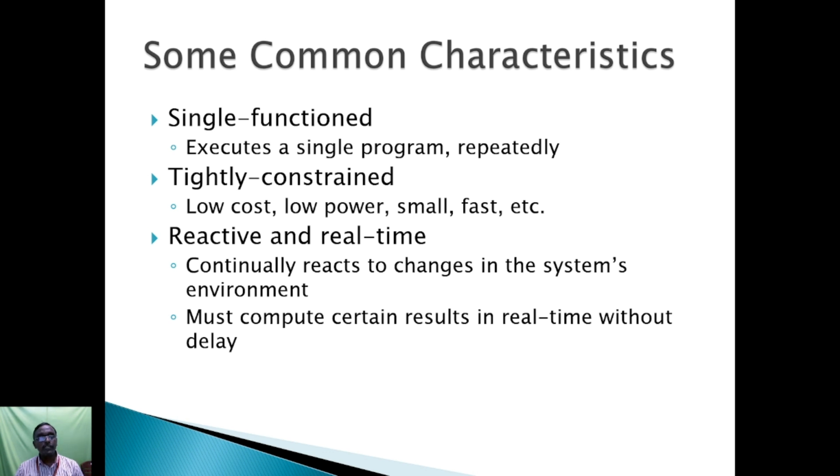Some common characteristics of embedded systems: single function, executing a single program repeatedly. There are so many characteristics of an embedded system. One is single function, which means only a specific task is performed, and a single program is executed repeatedly. That is called single functional.